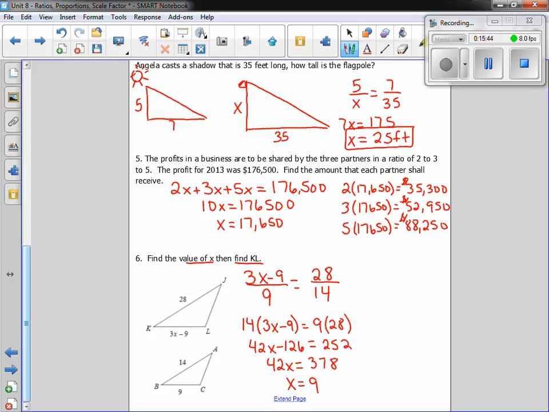It didn't just ask for x, it also asked for KL. That means we need to find KL. By plugging in the value of x into 3x minus 9, we find out that KL is equal to 18.